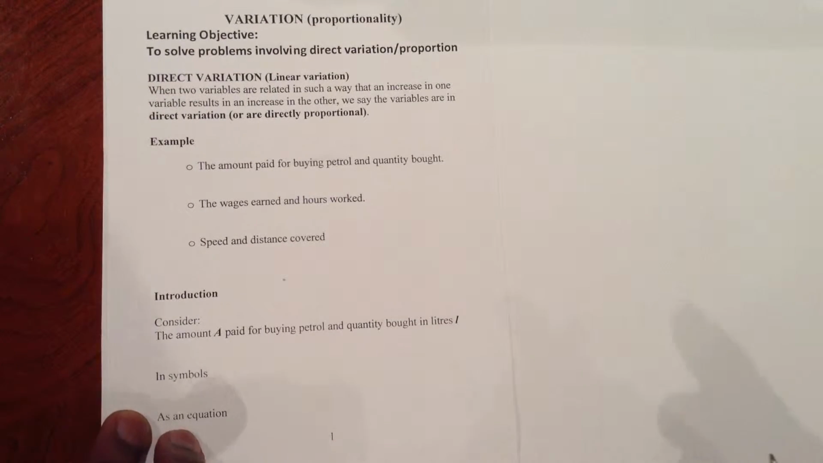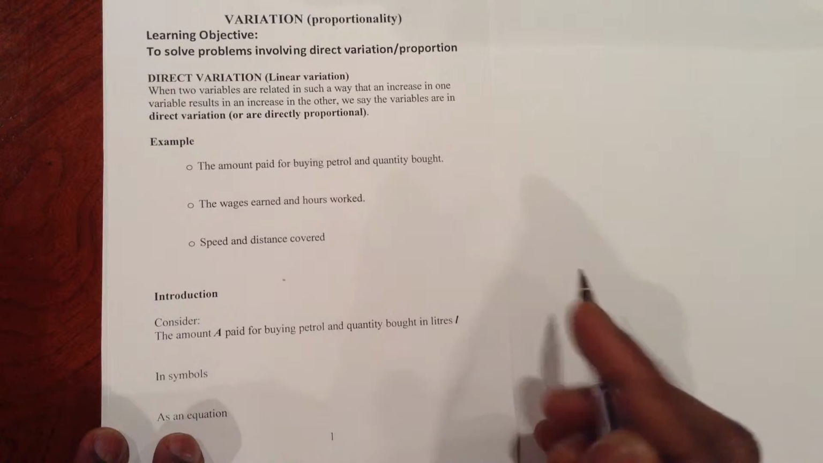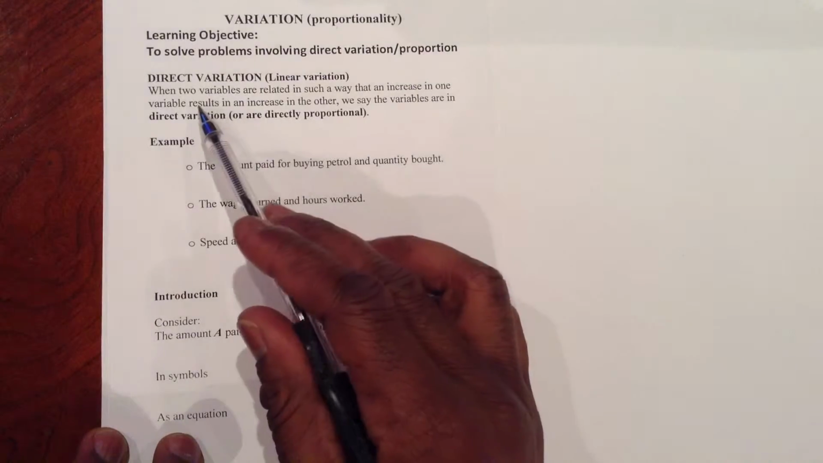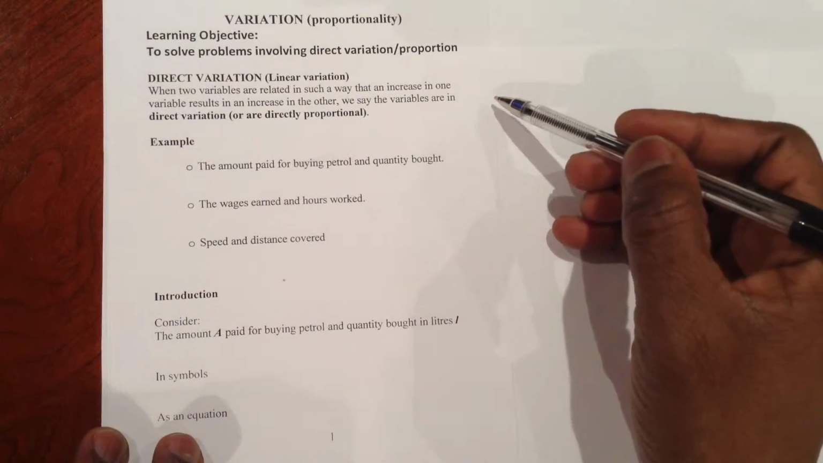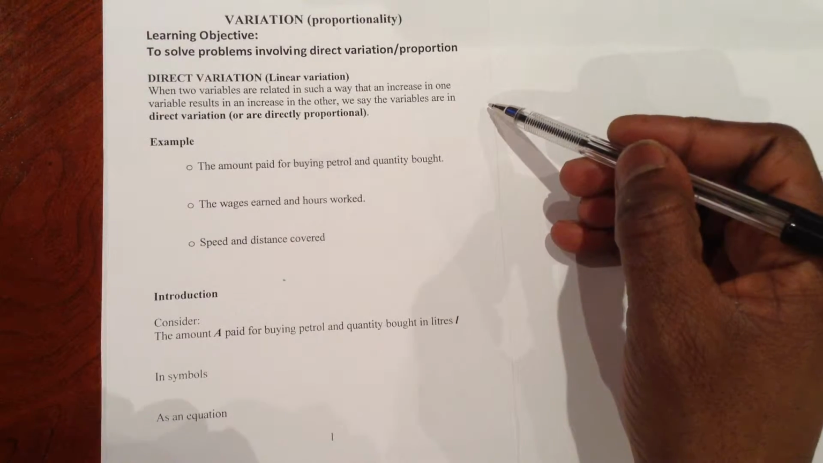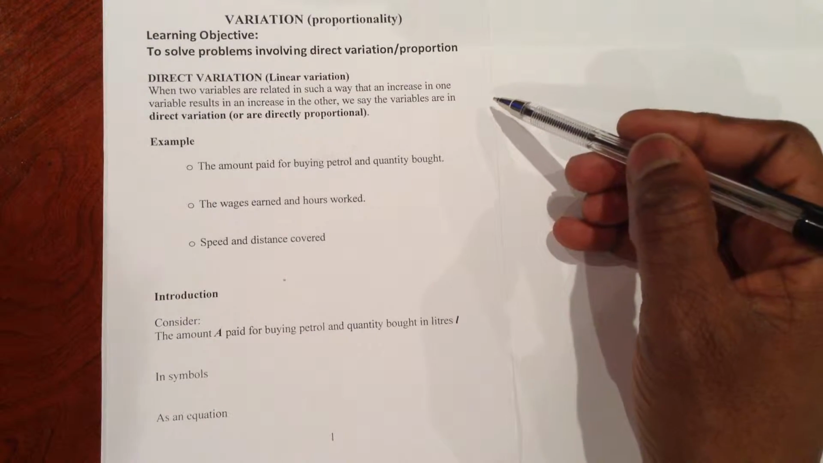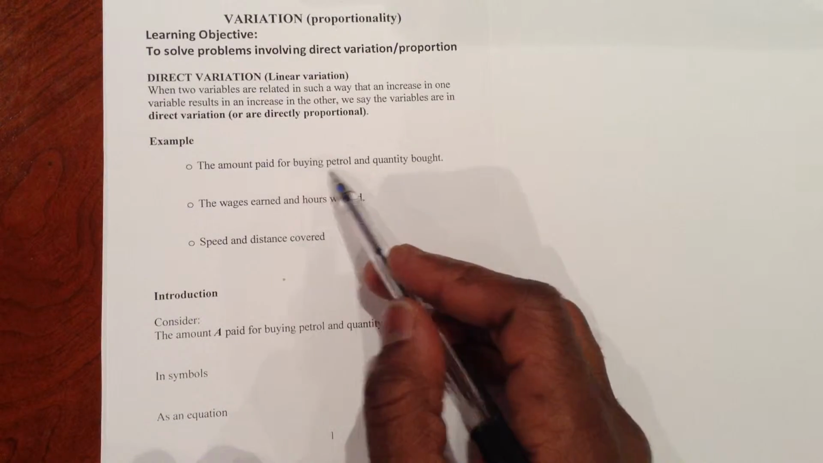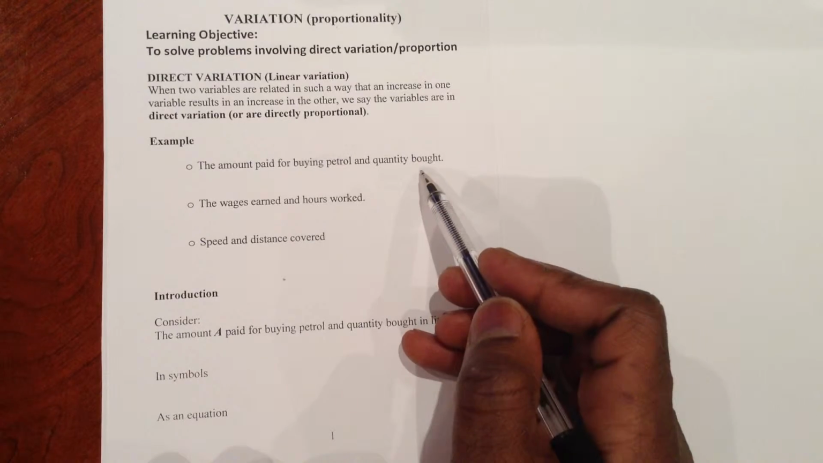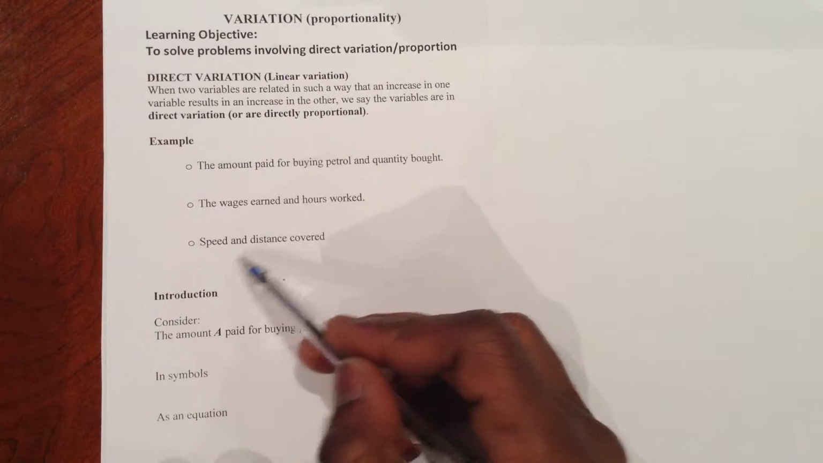Variation. Learning objective: to solve problems involving direct variation. When two variables are related in such a way that an increase in one results in an increase in the other, we say the variables are in direct variation. For example, the amount paid for buying petrol and quantity bought, the wages earned and hours worked, speed and distance traveled.